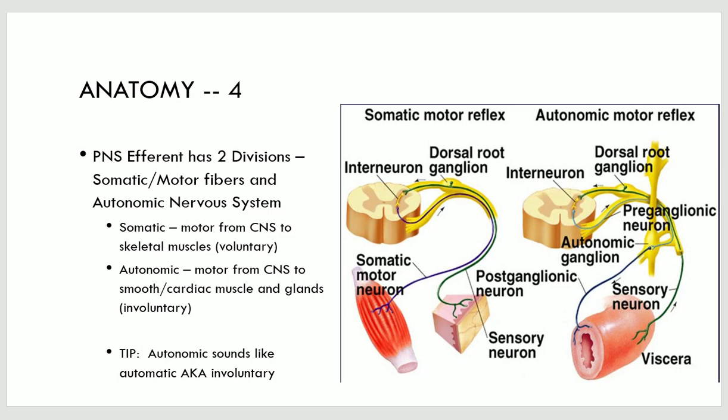Like I said earlier, somatic is voluntary. So it's motor from the CNS to skeletal muscle. So you contract that biceps brachii muscle to get your hand away from that hot tea kettle that your finger touched. This happens really quickly, like a reflex, but it's still voluntary because you can choose to leave it there.